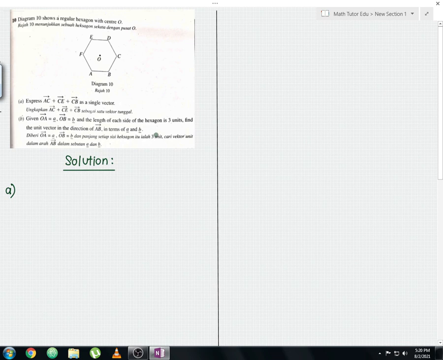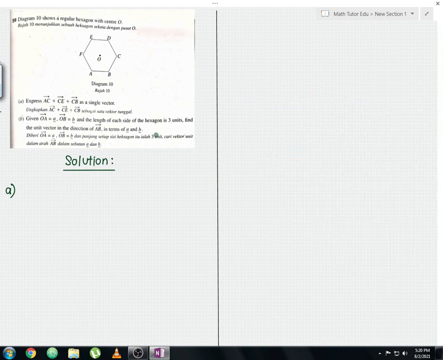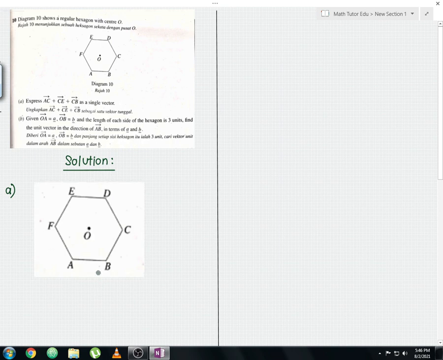So I hope that you will attempt this question in the future. If you could manage to solve this question, a big thumbs up to you guys. But if you can't solve this question, no worries. I'm going to show you the step-by-step working and the solutions. So without further delay, let us start to solve the question now. For this question part A, I'm going to use the hexagon diagram as the reference together with my working here. Okay, let me show you the hexagon diagram now. So this is the hexagon diagram, which I screenshot directly from the question 10.